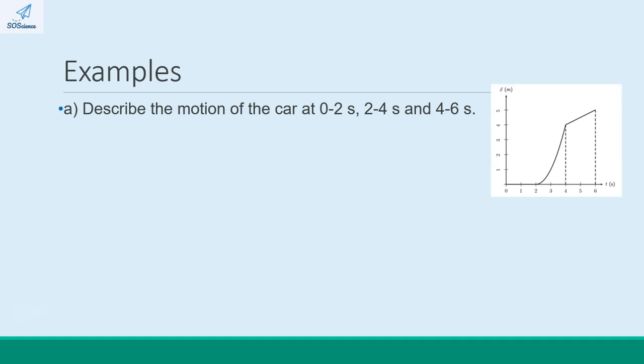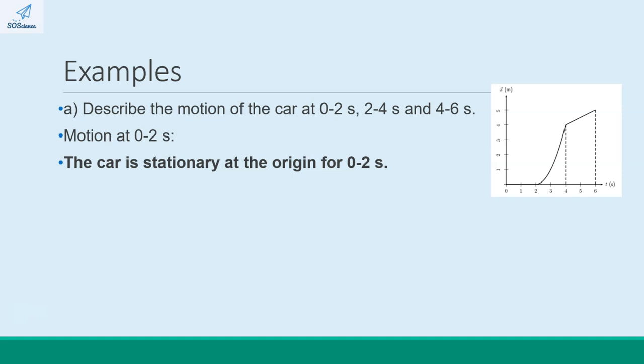So the first thing we need to do is to be able to describe motion in words. Now let's take a look from 0 to 2 seconds. This is a position time graph. So you're starting at the origin, and for the first 2 seconds, you haven't moved and you are still at the origin. So what that tells us is that the car is stationary, or not moving, at the origin for 2 seconds.